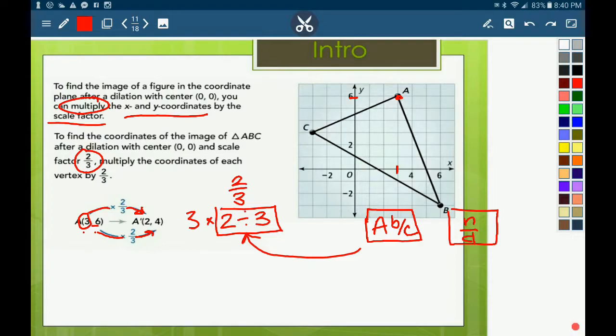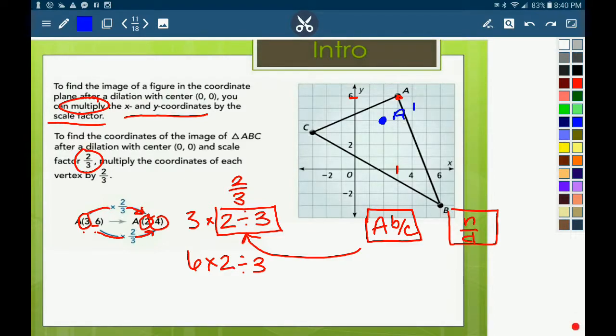So 3 times 2 divided by 3 is where the 2 comes from. And then to do that to the 6, it would be 6 times 2 divided by 3, which is where the 4 comes from. So that means A prime, I'm going to plot, is at 2, 4 right there.